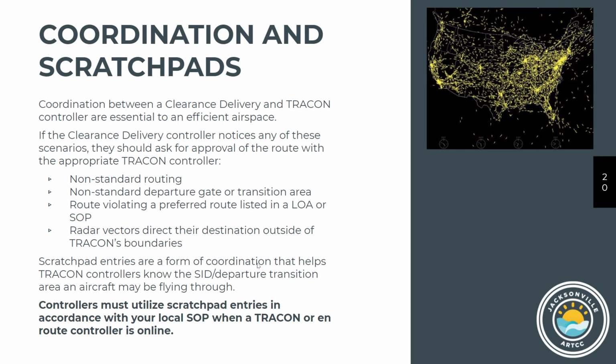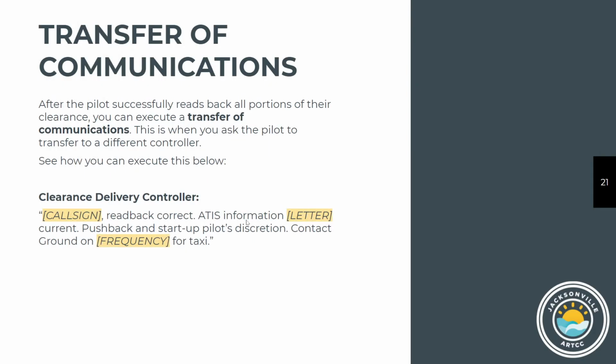We mentioned scratch pads. Please look at the SOPs, because right now the SOP has different scratch pad entries for different airports. When we go to the Metroplex, it'll be very easy. It'll always be the first three letters of the departure or the first three letters of the waypoint. Typically, it's the departure.